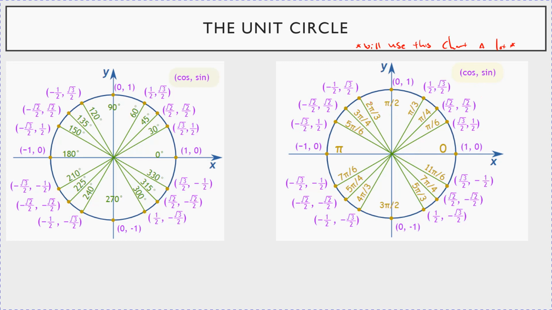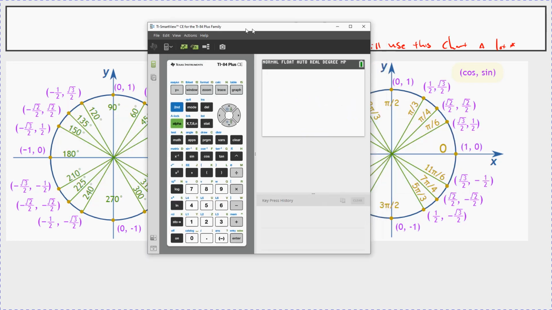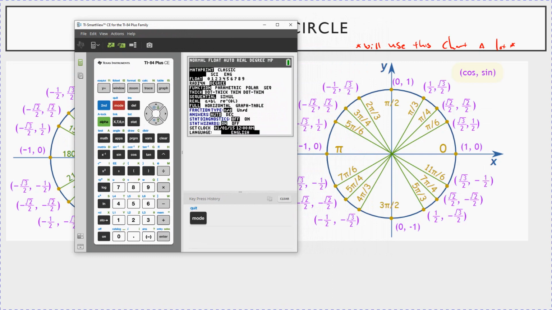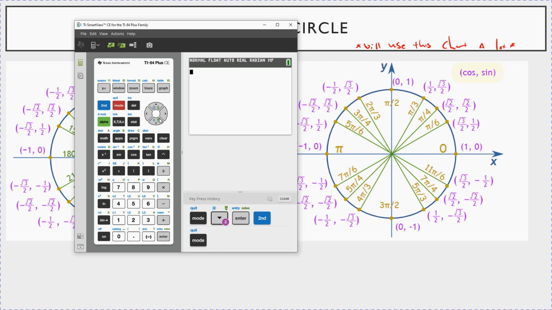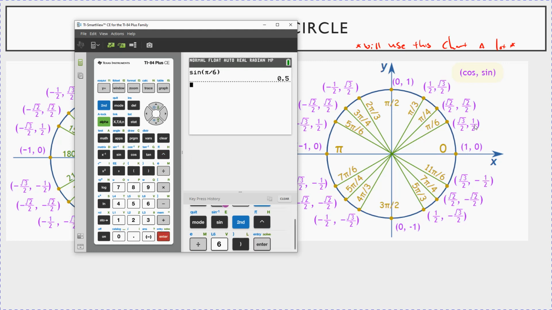Like cosine of 2 pi over 3, that's negative 1/2. Sine of 2 pi over 3, that's square root of 3 over 2. And let me just show you in your calculator, just so you can verify this. So make sure your calculator's in radians. Okay, so look, I want to do sine of pi divided by 6. See, it's 0.5, it's 1/2, right there.